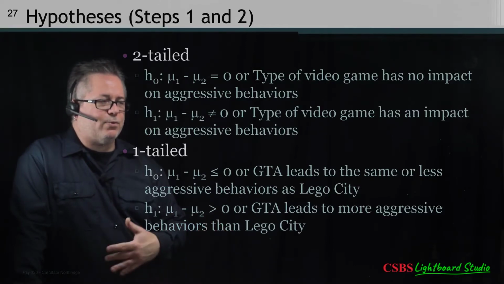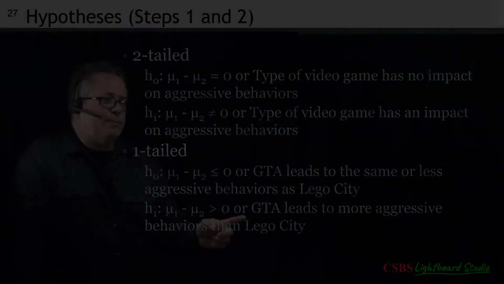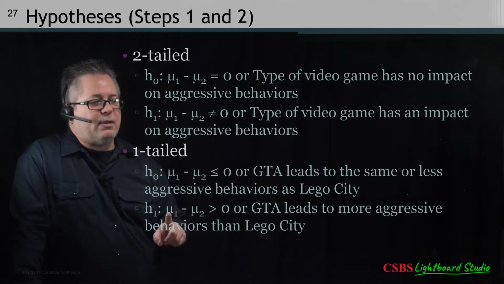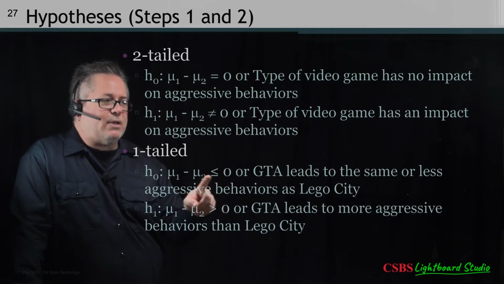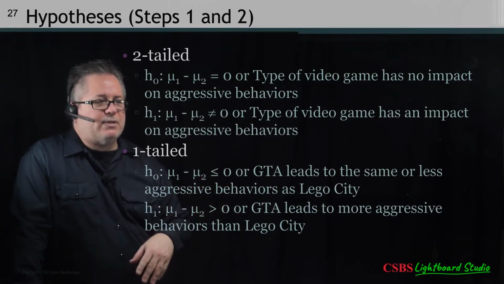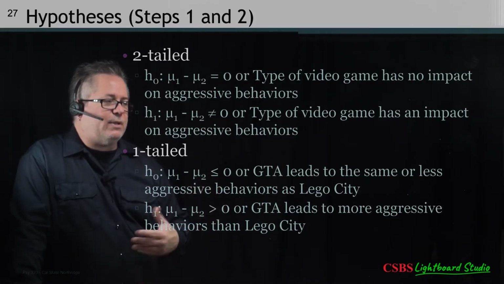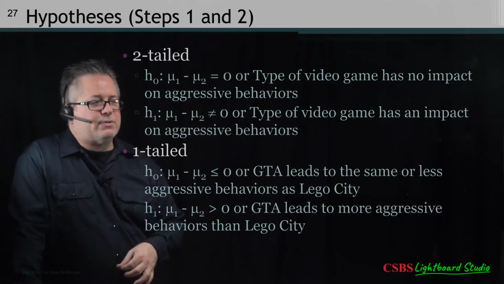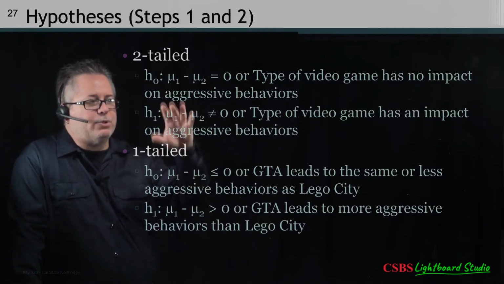Another way of saying this verbally is Grand Theft Auto leads to more aggressive behaviors than Lego City. The null is just going to be the opposite with an equal sign. If I think GTA minus Lego is greater than 0, the opposite is GTA minus Lego is less than 0. But also if it's equal to 0, meaning there's no difference, that also goes against my hypothesis. So this is less than or equal to 0. Here I think GTA leads to the same or less aggressive behaviors as Lego City, which is my null hypothesis.